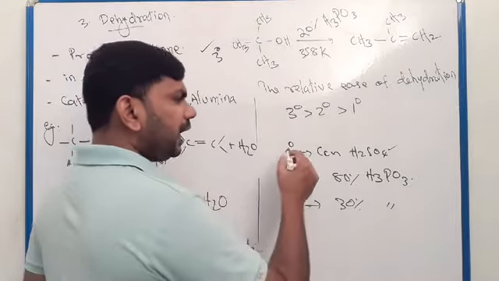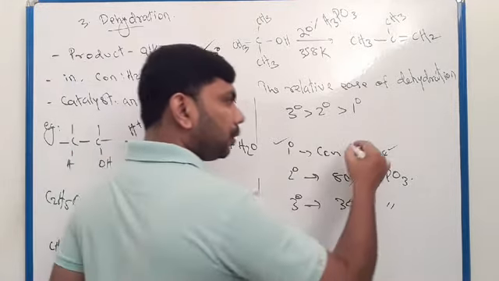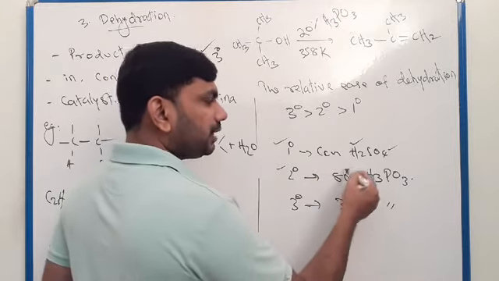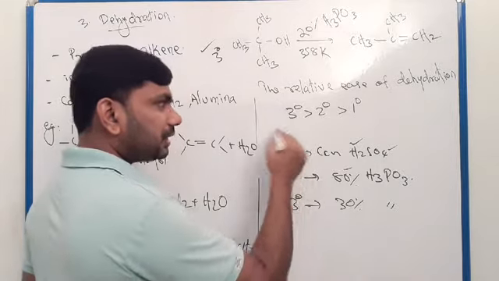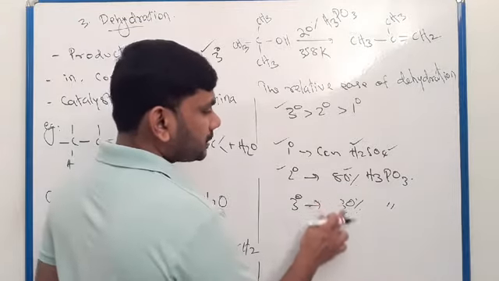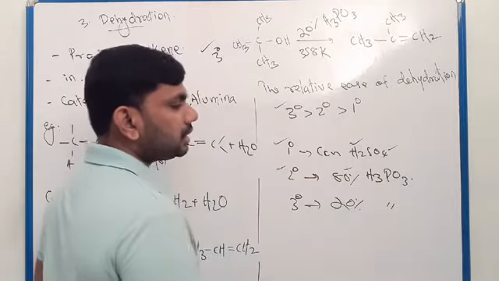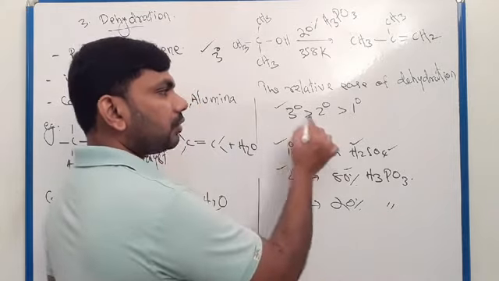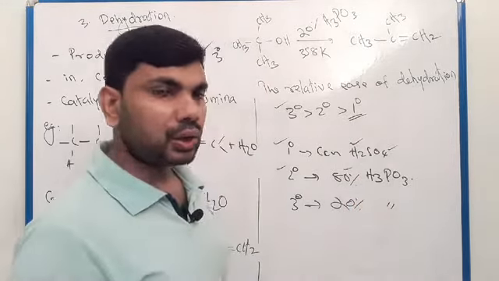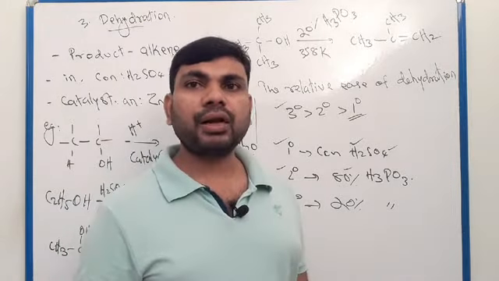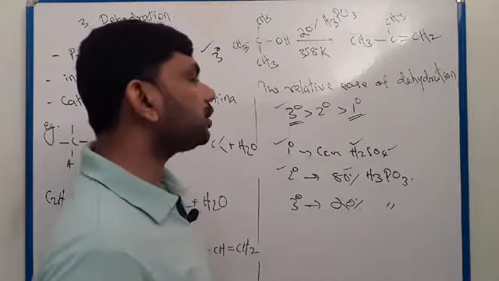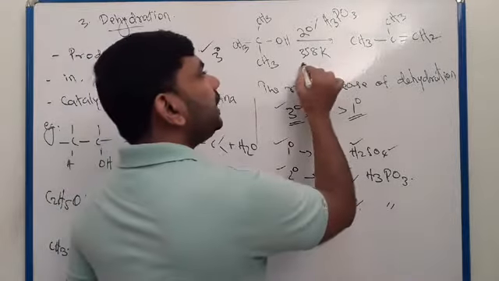So dehydration of primary alcohol is difficult. It needs more concentrated sulfuric acid. Secondary alcohol is comparatively easy to dehydrate. It needs 80% H3PO3. Comparatively, tertiary alcohol is easy to dehydrate. It needs only 20%, not 30, 20% H3PO3. So this is the order of dehydration of alcohol. Primary alcohol is very hard to dehydrate, and it needs concentrated sulfuric acid and 443 Kelvin temperature. Tertiary alcohol is comparatively easy to dehydrate. It needs 20% H3PO3 and 358 Kelvin.